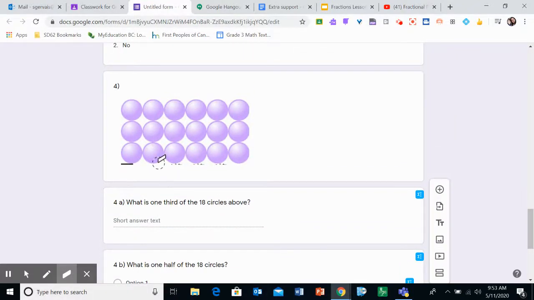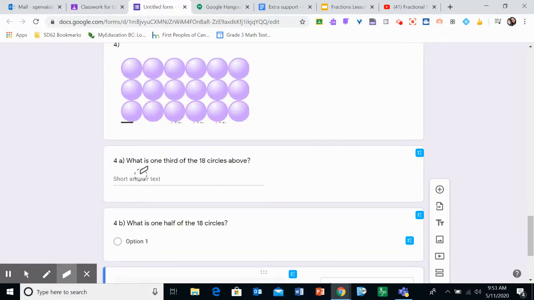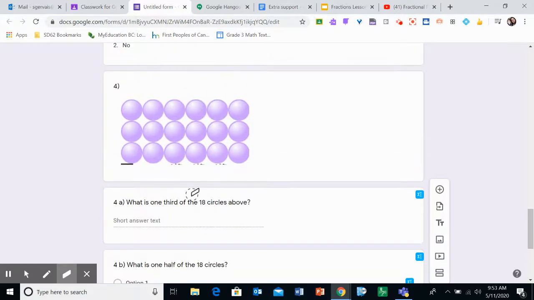Number 4. So here we have 3, 6, 9, 12, 15, 18 circles. And I want you to tell me, what is 1/3 of the 18 circles? So if you were to split them into 3 equal groups, because 1/3, how many is in one group? So you feel free to draw this on a piece of paper, drawing would probably be helpful. Or if you can just do it in your mind, that's okay too. But I want you to do it in the best way that works for you. So if you were to split it into 3 equal groups, how many is in one of those groups?